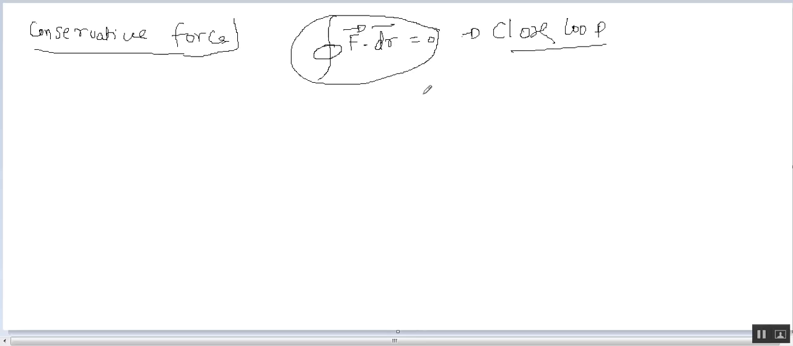What is the meaning of this expression in terms of physics? This term F dot dr is the work, the work done. So what is a conservative force? A conservative force is a force for which the work done by that force in a closed loop is zero. If the work done by the force in a closed loop is zero, then we call that force a conservative force.